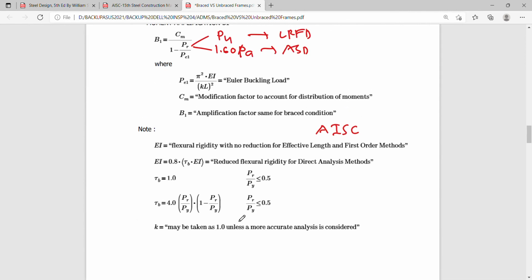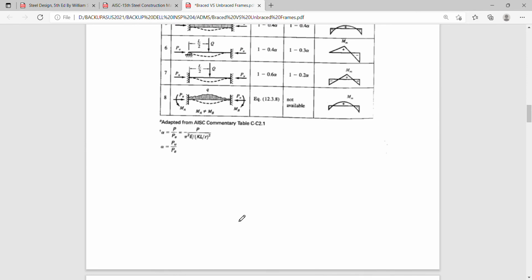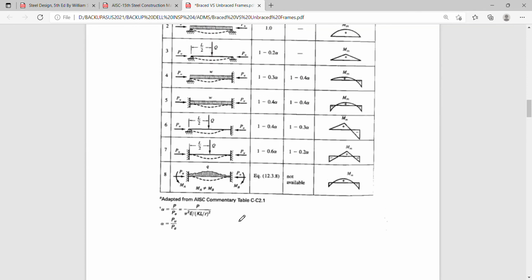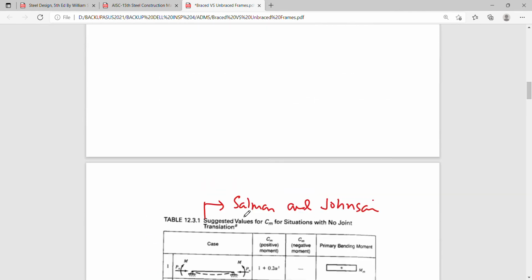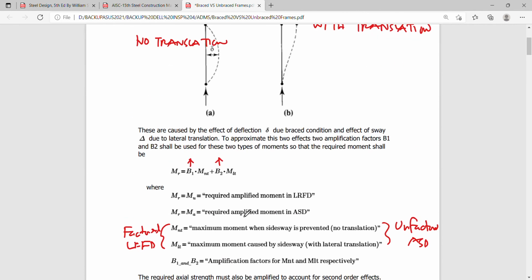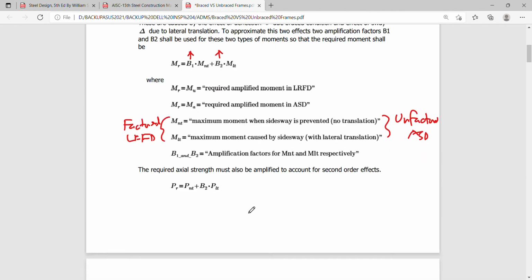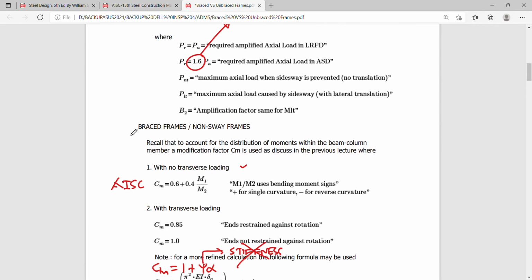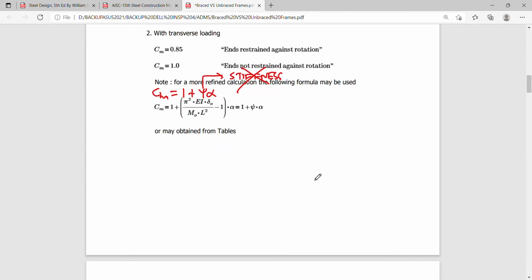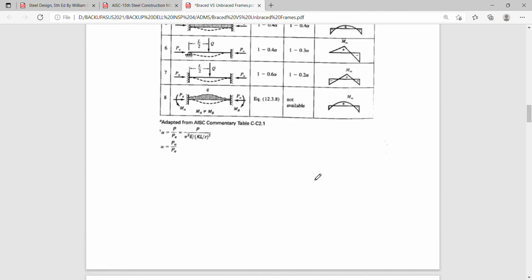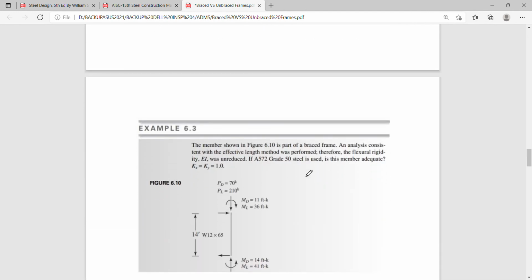Okay? So all of this is just a summary of what we have derived and discussed in our previous lecture. So I just put them into one group of formulas to be considered on the brace frame. Okay, so remember that we are only considering here first the brace frame or the non-sway frame scenario, and we will try to understand more of how these formulas will be used on the next video by showing you the solution of this example.